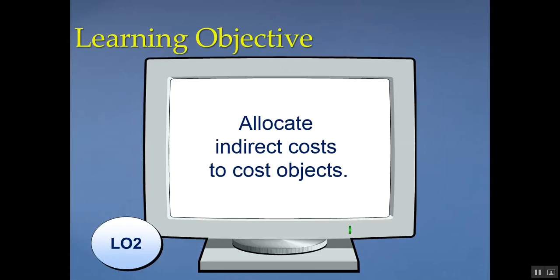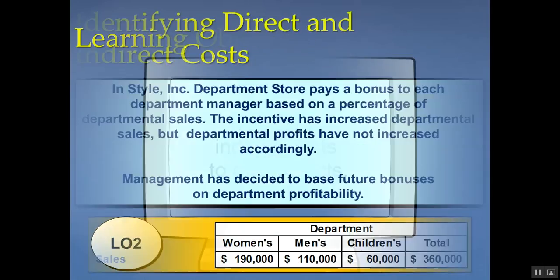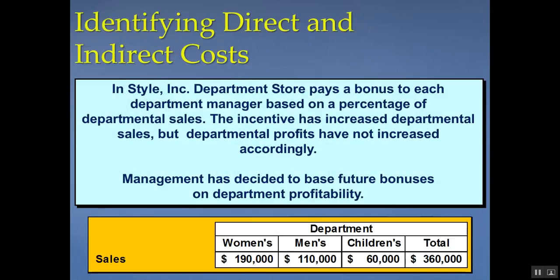Once you've identified your cost objects and your cost drivers, you can begin to allocate those costs. This is applicable to when you're talking about indirect costs. Let's look at an example of identifying direct and indirect costs.